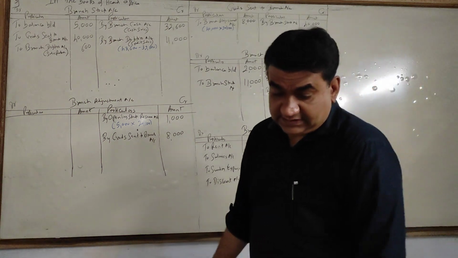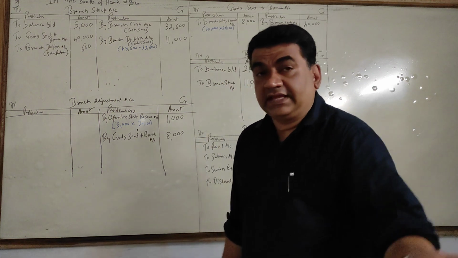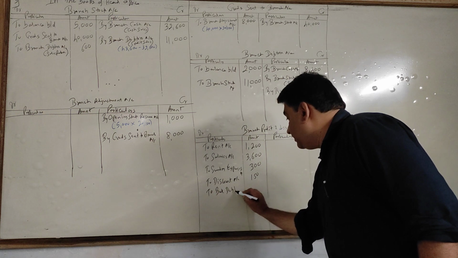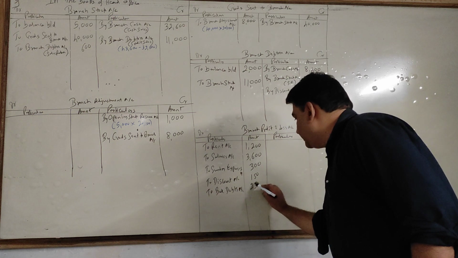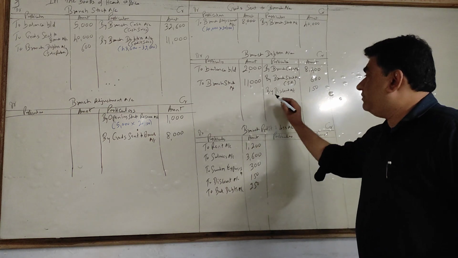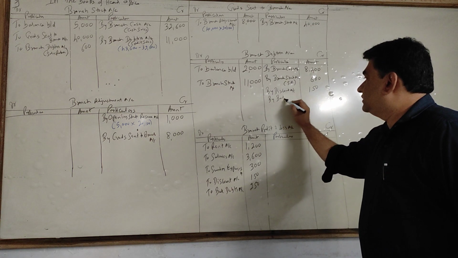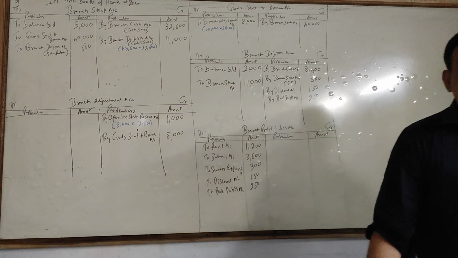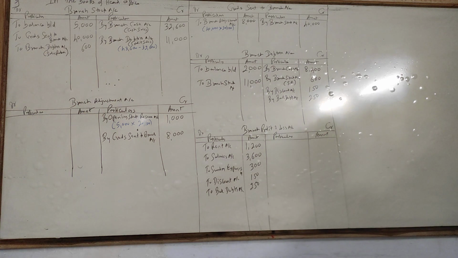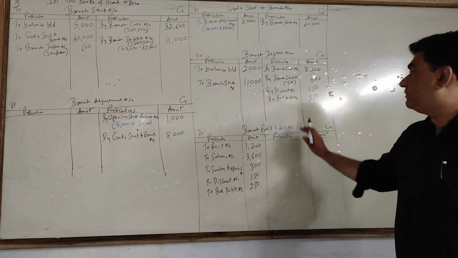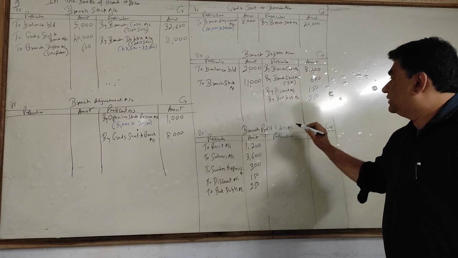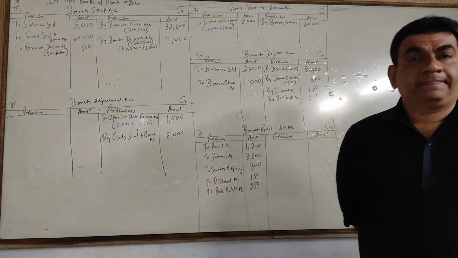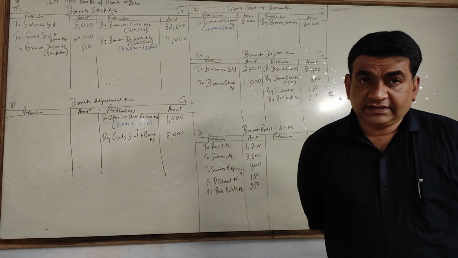Okay. Next, bad debts 250. Again, bad debts is an expense. Debit branch P&L, to bad debts 250. And again bad debts is connected with debtors. So branch debtors, by bad debts 250. Clear guys? Got it? Okay.